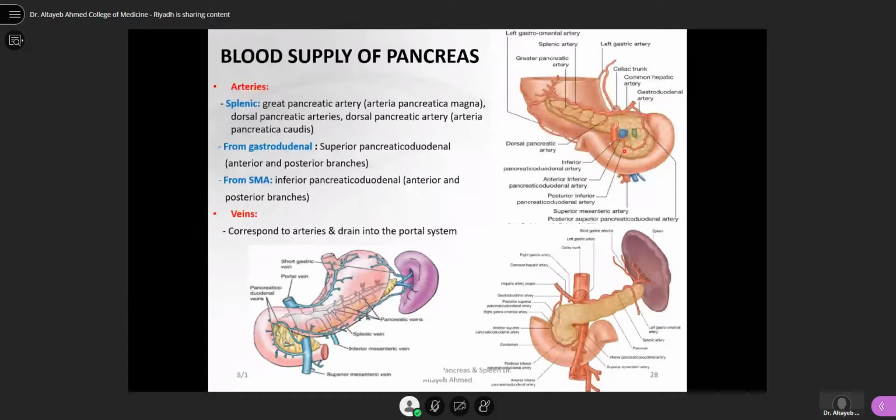The head, because developmentally it arises from foregut and midgut, receives its blood supply from the superior pancreaticoduodenal, from the gastroduodenal, which represents the foregut, and from the inferior pancreaticoduodenal, which arises from the superior mesenteric artery, which developed from the midgut. The veins usually go along the corresponding part and ultimately drain into the splenic and portal vein, and from there go to the inferior vena cava.